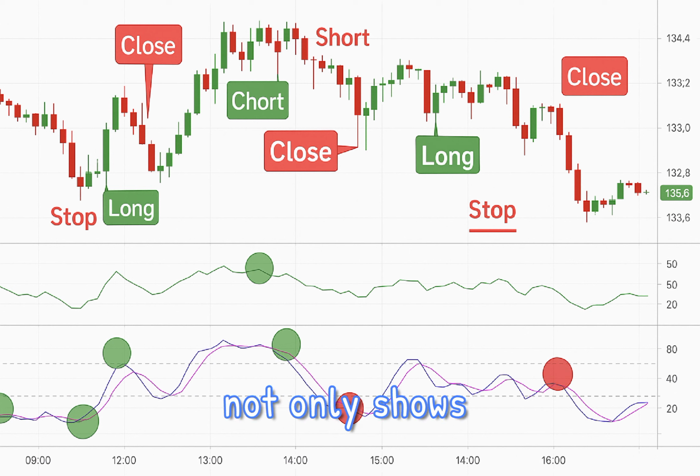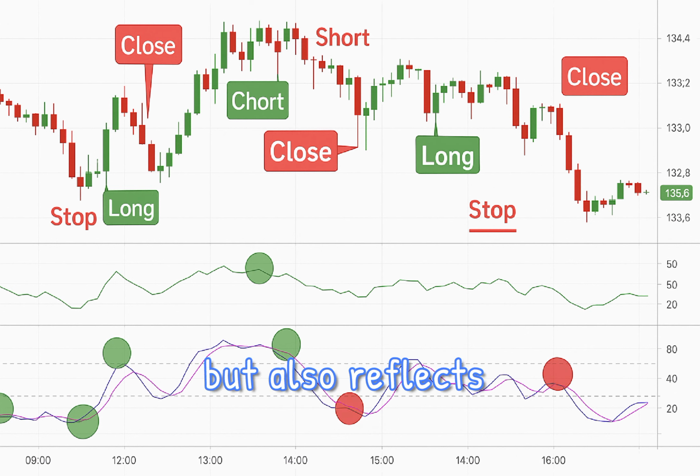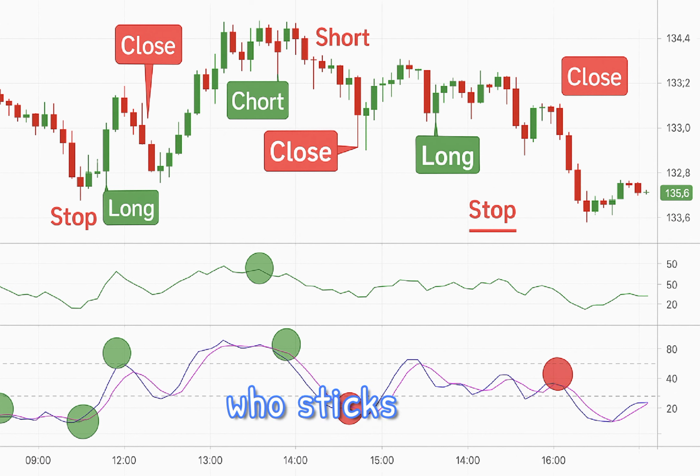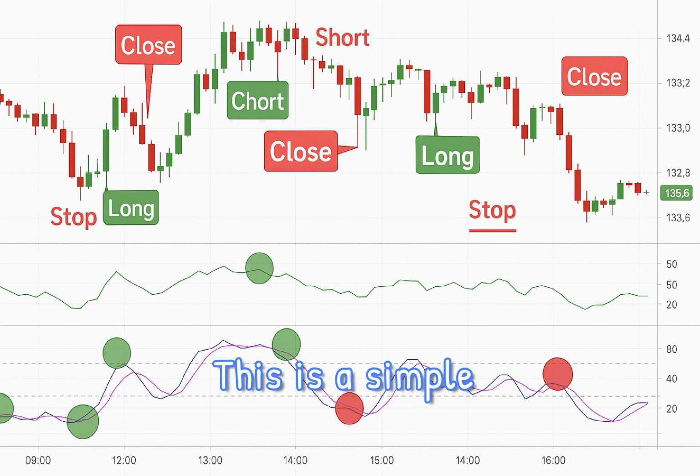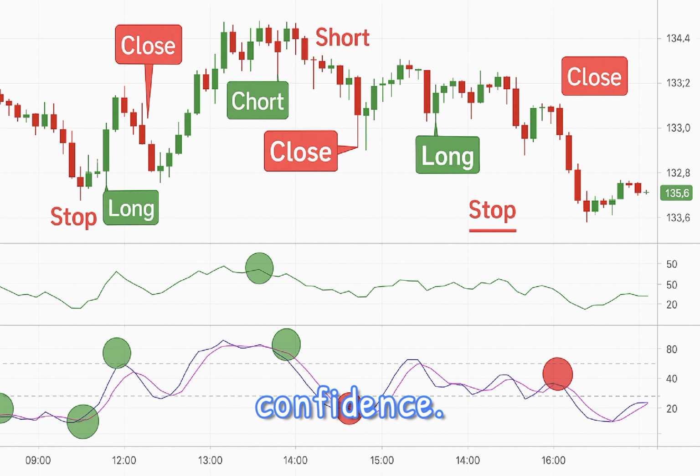This chart not only shows setups, but also reflects the mindset of a trader who sticks to a plan. Entries are not random. They are based on clear confluence between price action and indicators. Stops are always in place, and exits are done based on momentum signals. This is a simple yet effective way to trade that avoids overcomplication. If you master this approach, you can trade with clarity and confidence.